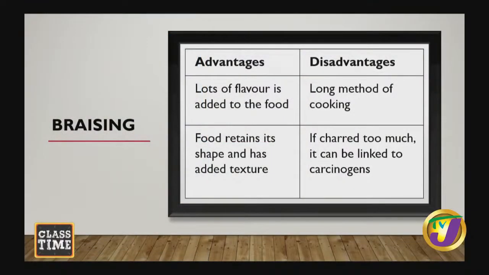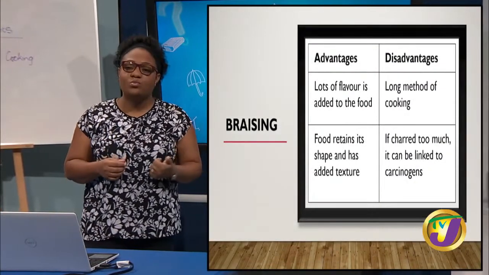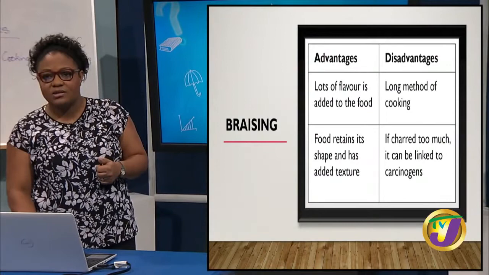Lots of flavor is added to the food, and similar to stewing, with this method the liquid is also consumed at the end with the protein, and the food retains its shape and has added texture. The texture comes from the searing on the outside, so it creates that little crunch, that hardness, while inside is nice, soft, and juicy. But it is a long method of cooking, and just the same, if you sear it a little bit too long, then just like grilling, if charred too much, it can be linked to carcinogens.